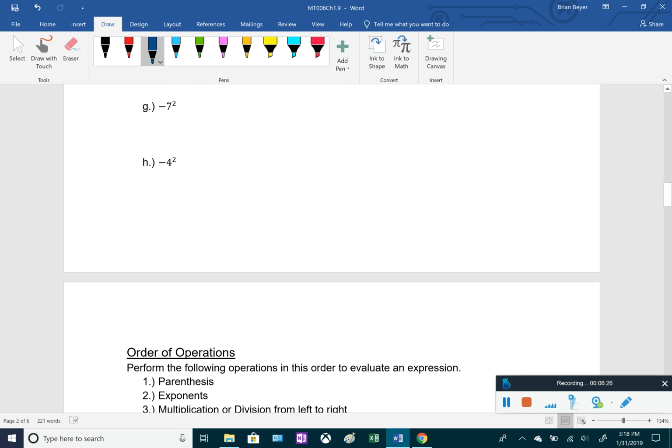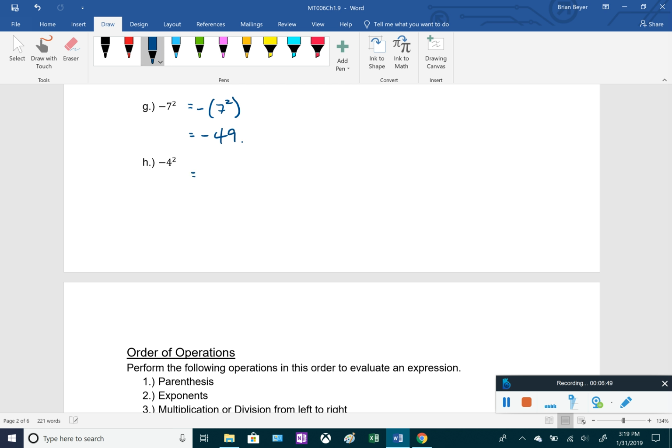Alright, so negative 7 squared. This time there's no parentheses around the negative 7. So what this is saying is this is negative and then 7 squared. So this is like saying negative 1 times 7 squared. 7 squared is 49, so this is negative 49.